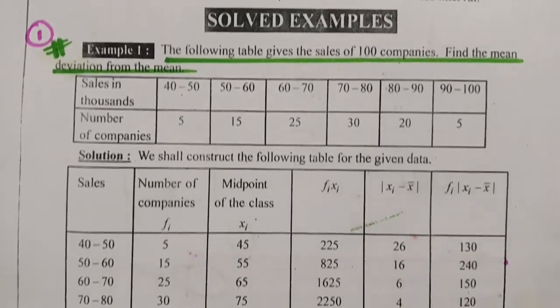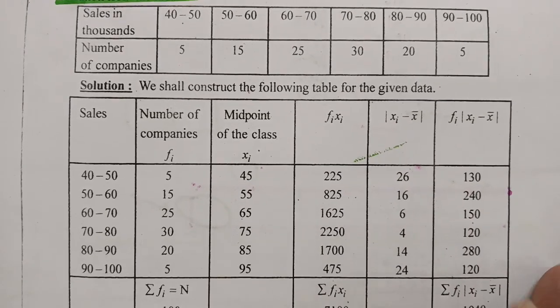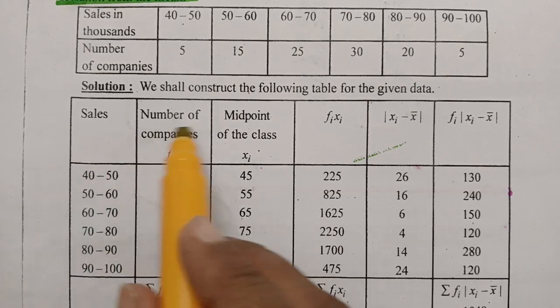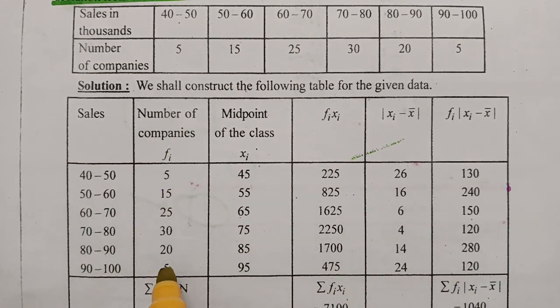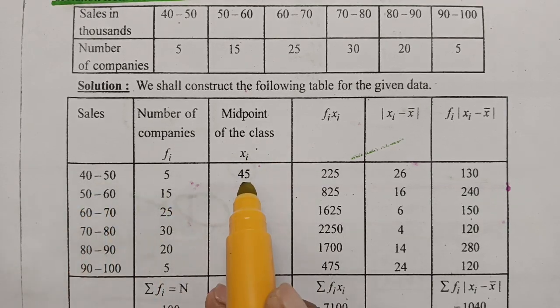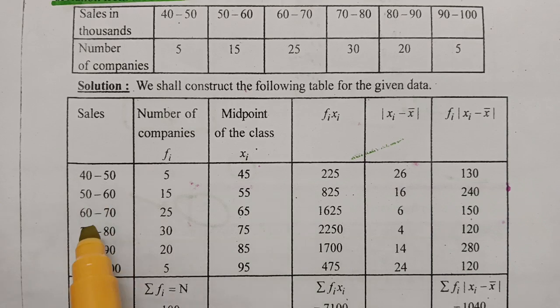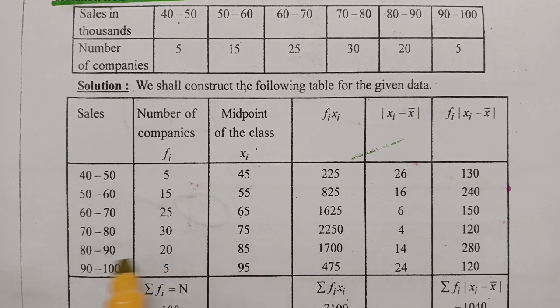These are the sales in thousands and these are the number of companies. We shall construct the following table for this data. Sales in the first column and the number of companies fi in the second column. This is the class interval, so we take the midpoints of the class: 40 plus 50 by 2 is 90 by 2, 45. 50 plus 60 by 2 is 55. 60 plus 70, 130 by 2 is 65. 70 plus 80, 150 by 2 is 75. 80 plus 90, 170 by 2 is 85. And 90 plus 100, 190 by 2 is 95. These are all the mid values of the class intervals.